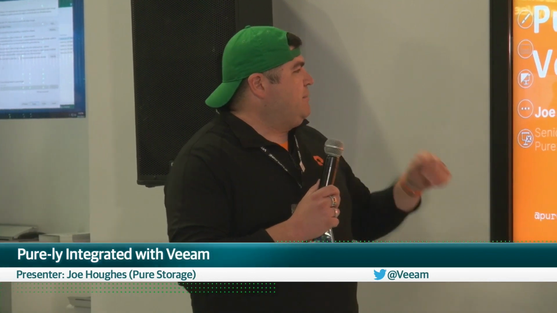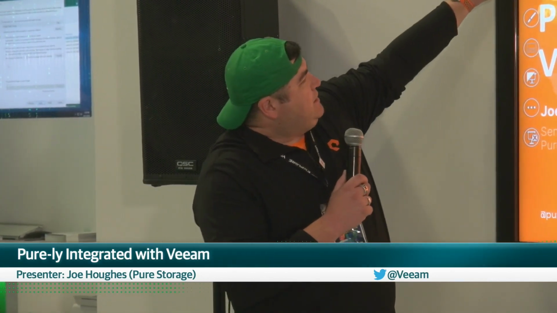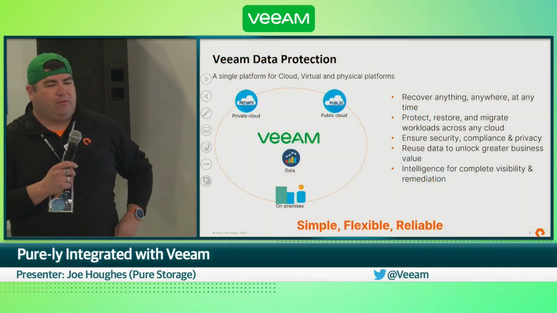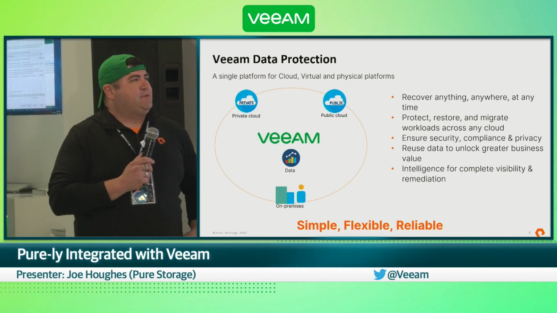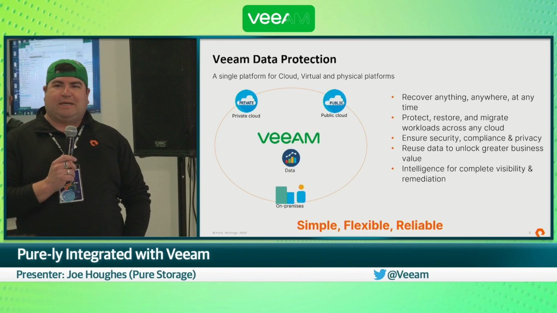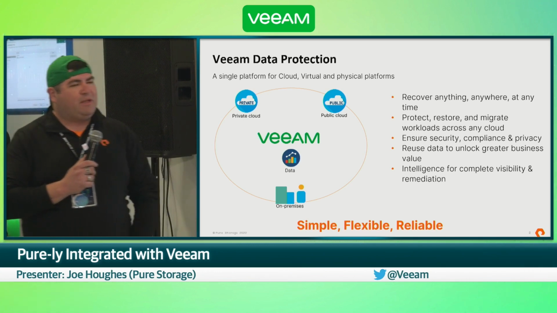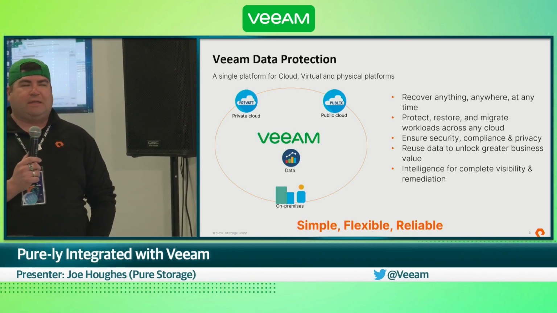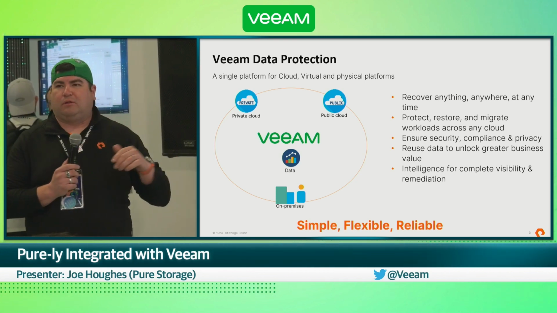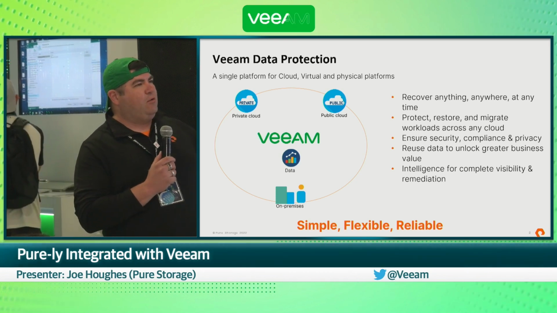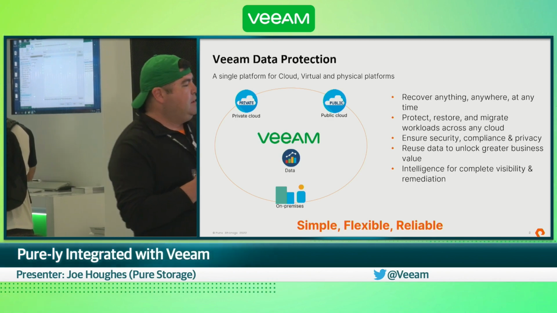So what we're going to talk about is the current integration that we've actually got inside of the environment and some of the new stuff that's coming with USAPI 2.0. As you know from Veeam data protection, we can recover anything, anywhere, at any time. You can leverage this as a single platform of everything that you have on all cloud and virtual and physical platforms. Protect, restore, and migrate workloads across any of these clouds, and now all of your containerized workloads as well. This is the Veeam goodness.